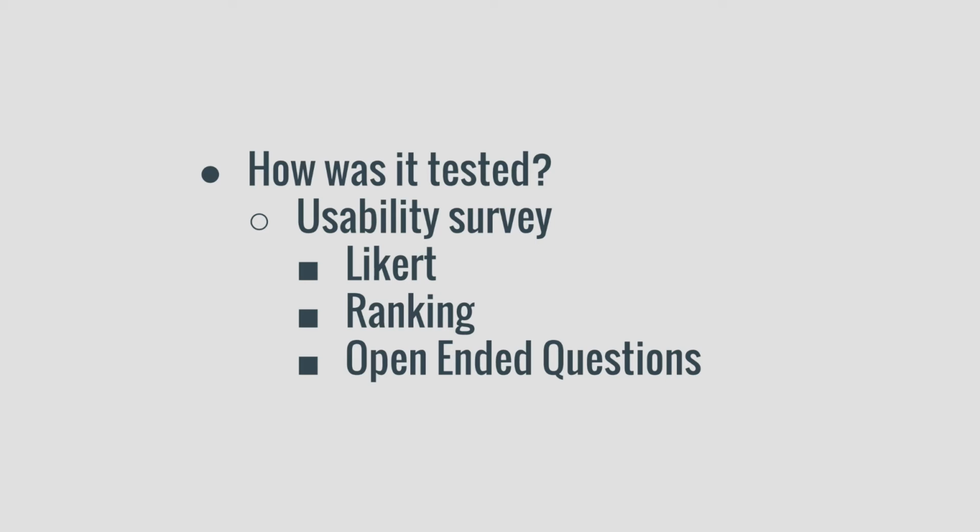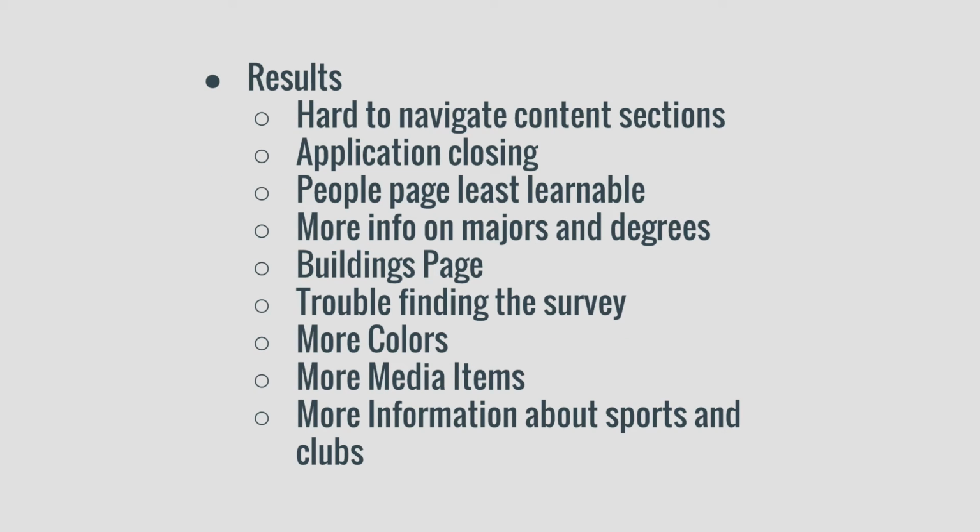I had 20 users take my survey. I again used a combination of Likert, ranking, and open-ended questions within each of my inquiry areas, as discussed on the previous slide. Some of the results I found from the survey were hard to navigate content sections. In the navigation, users found the content section to be the hardest to navigate. And if I was making changes to this app, I would make content sections more navigatable by breaking sections into more sections and possibly underlining content to let users know what is clickable.